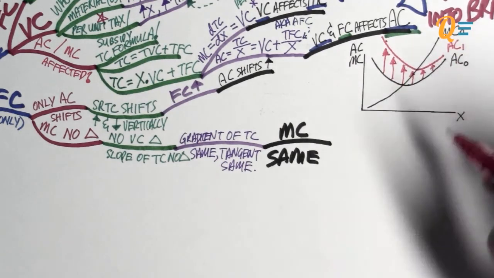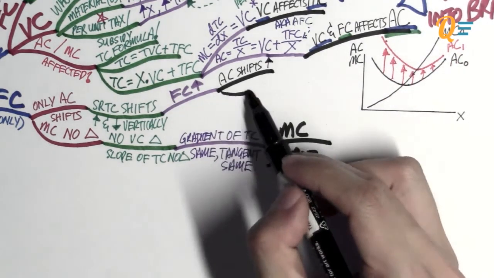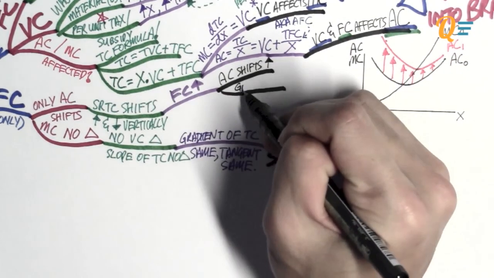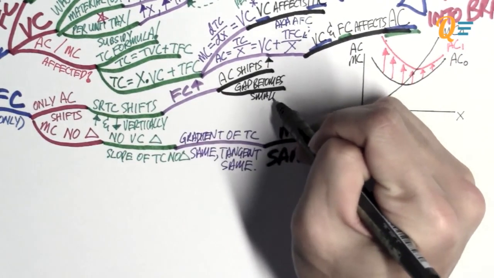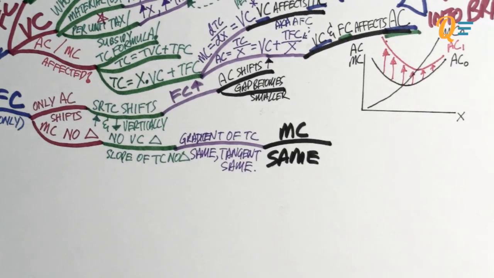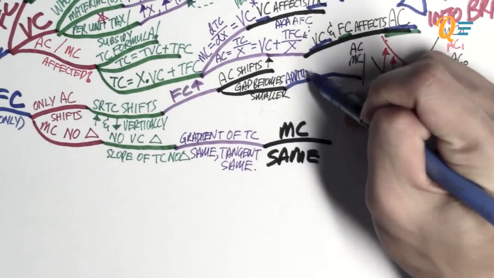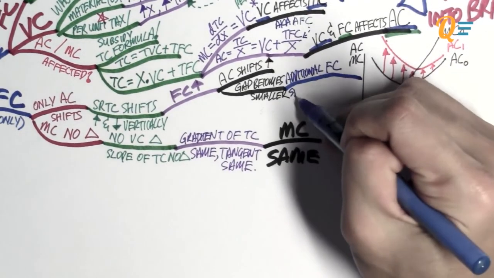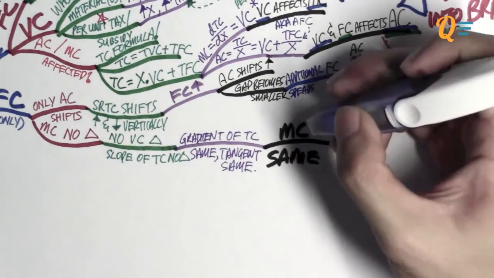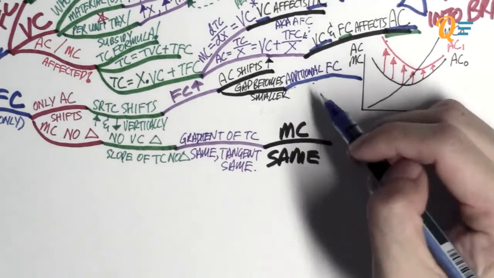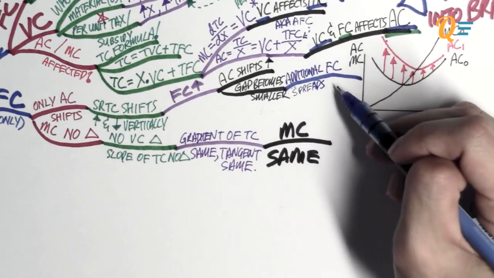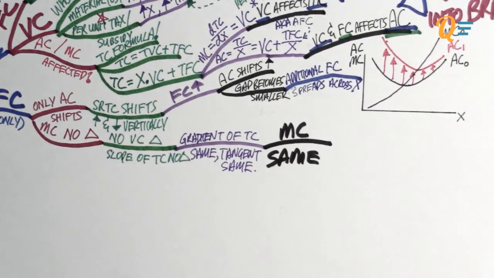And you'll notice that the gap between AC1 and AC0 actually gets smaller. So you're going to notice that the gap becomes smaller as we progress through producing more X, and the reason is simple, and that's because the additional fixed cost gets spread across the quantities of X. So when you produce more X, basically the average cost is going to fall.